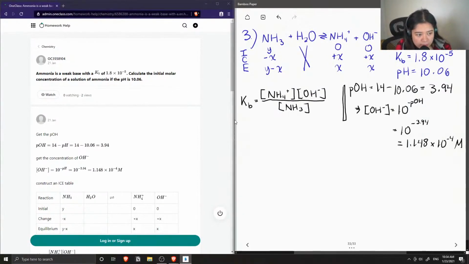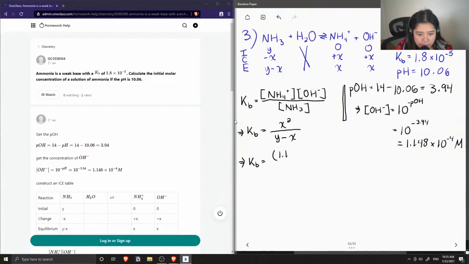So let me show our Kb expression if we were to sub in all of the variables. Notice that for both NH4+ and OH-, they're both x, so we can rewrite this as x squared. And for our denominator, the concentration of NH3 at equilibrium is y minus x. But now, since we know the concentration of OH-, this is the same thing as our x value, so we can just sub that in to our equation.